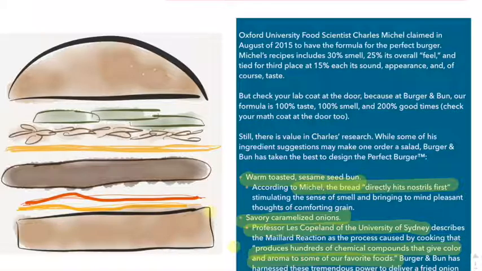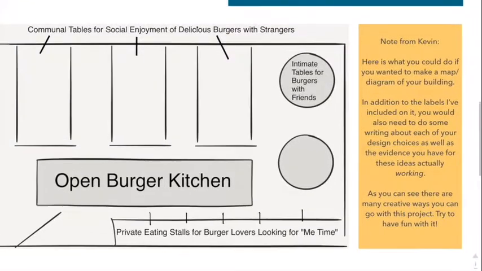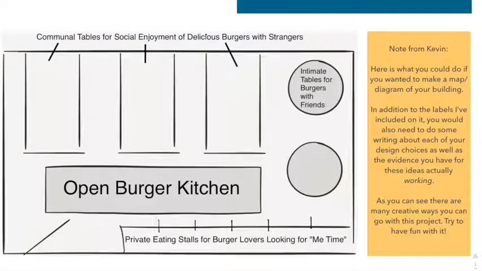Finally, this is incomplete, but I did want to show it to you. It's an example of if you wanted to make a map or a diagram of your building, you could go through and do little labels like I did here. So I've got this open burger kitchen. What I wanted to do was talk about how having an open kitchen in the middle of a restaurant, find some source that talks about how that makes people enjoy their food better. It makes people able to sort of see where their food comes from, and that's a good idea.